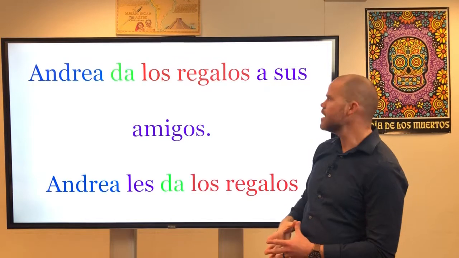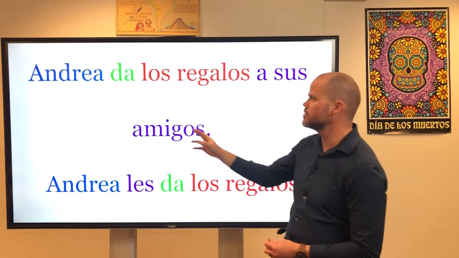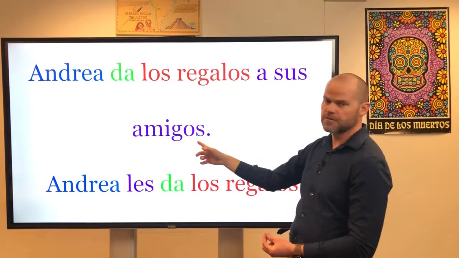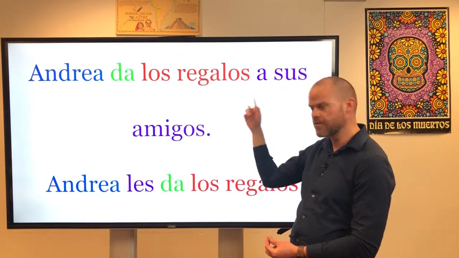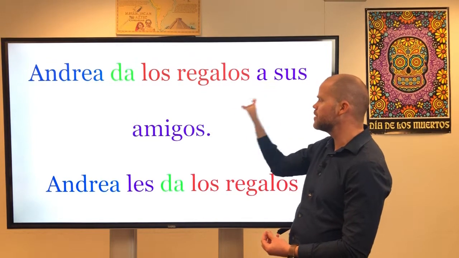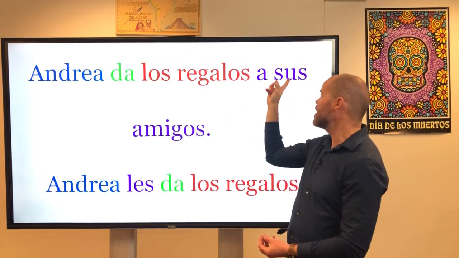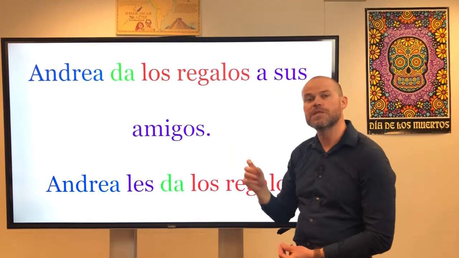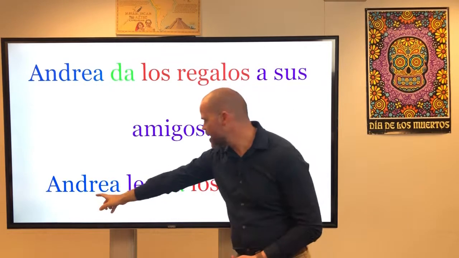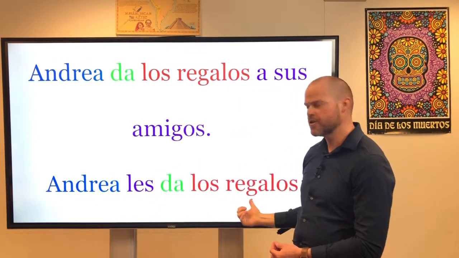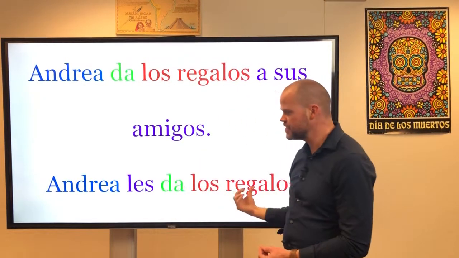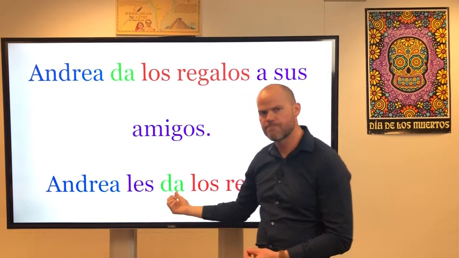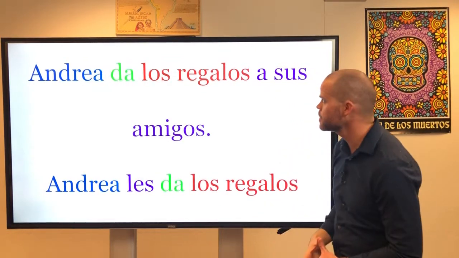Okay, another example. Andrea da los regalos a sus amigos. This is Andrea gives the gifts to her friends. So her friends is the indirect object of this sentence. And now we're going to replace the indirect object with an indirect object pronoun. Now we have multiple people, it's plural. So our indirect object pronoun is going to be les. So we have Andrea les da los regalos. And that translates to Andrea gives the gifts to them. And notice I'm putting the indirect object pronoun before that conjugated verb, because there's only one verb in the sentence.